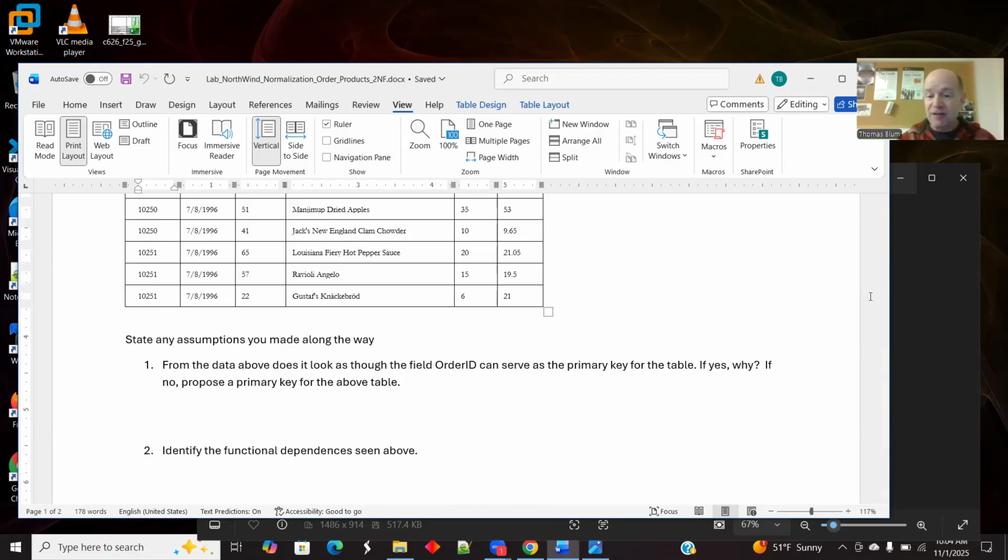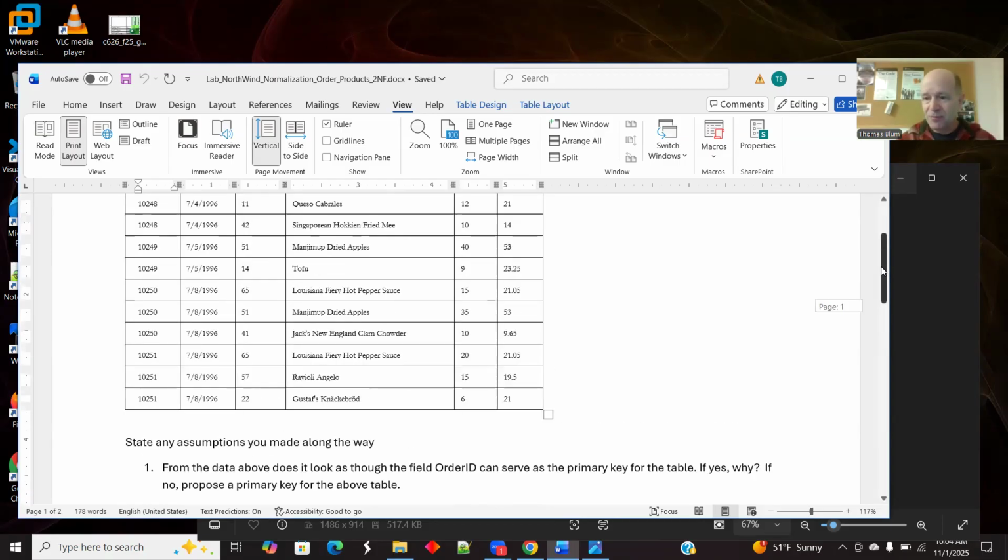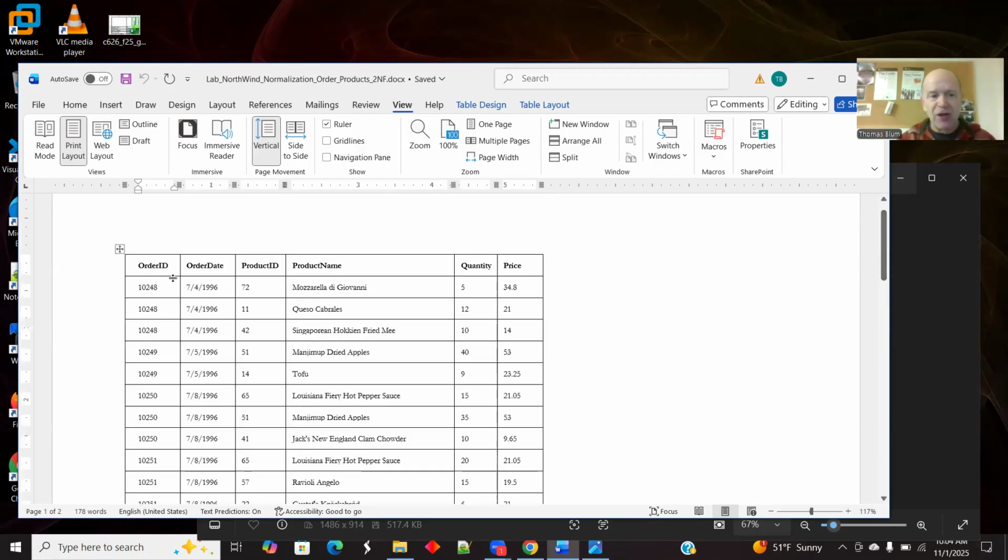The first question is, from the data above, does it look as though the field order ID can serve as a primary key for the table? It's the first thing, and it's called an ID. So is it the primary key for this table? It might be the primary key for some table, but it doesn't necessarily mean it's the primary key for this table. Right away we say no, it's repeated. 10248 appears 3 times in the first 3 rows, so it cannot be a primary key for this table.